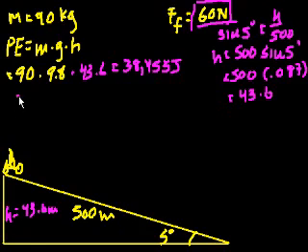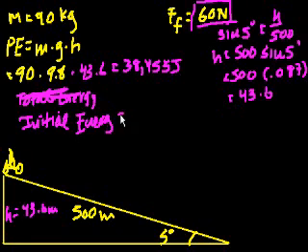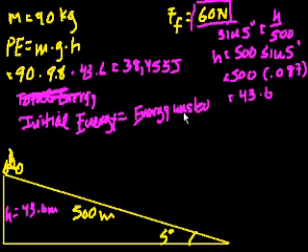So a way to think about it is that the total initial energy is equal to the energy wasted from friction plus the final energy.